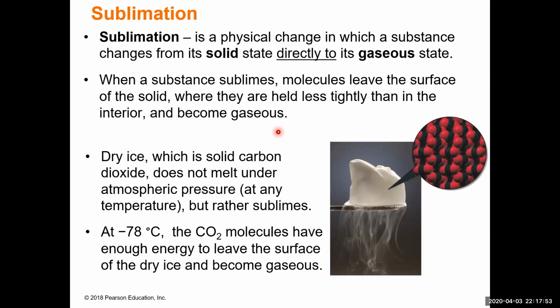A good example of when we see sublimation occur is with dry ice. Dry ice is solid carbon dioxide. It doesn't melt under atmospheric pressure at any temperature. Rather, it sublimes. So below negative 78 degrees Celsius, carbon dioxide or dry ice is in the solid state. Once we reach negative 78 degrees Celsius, the carbon dioxide molecules have enough energy to leave the surface of the dry ice and become gas.